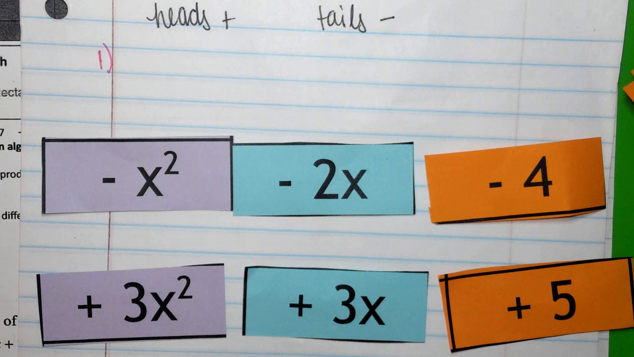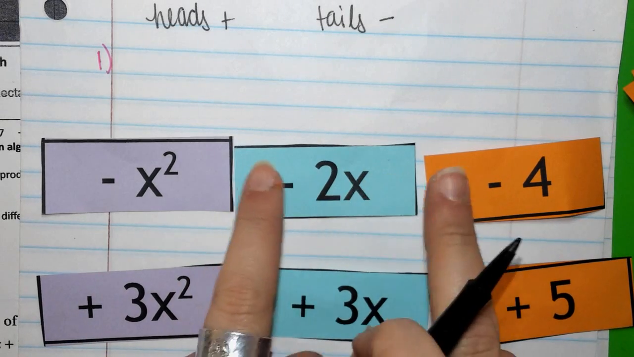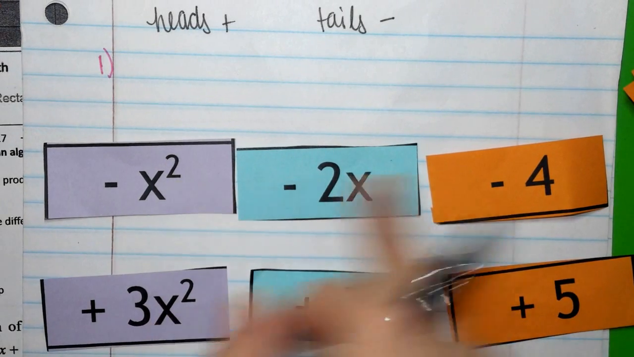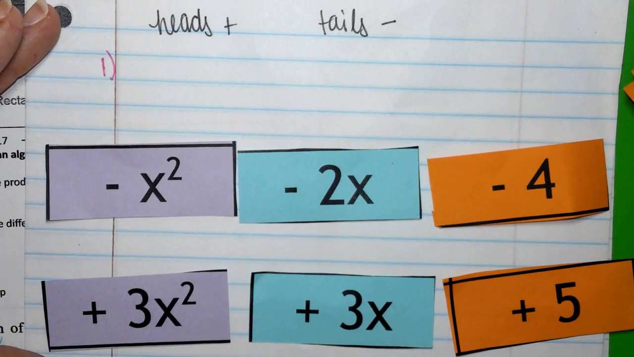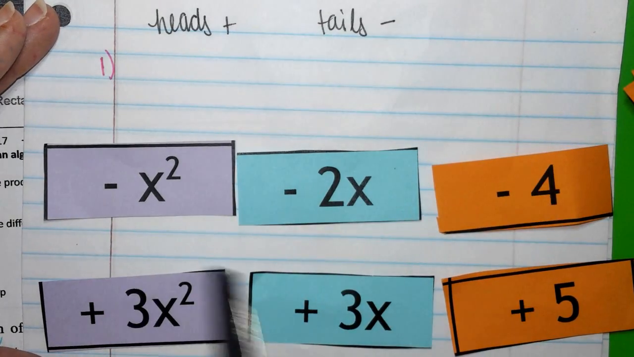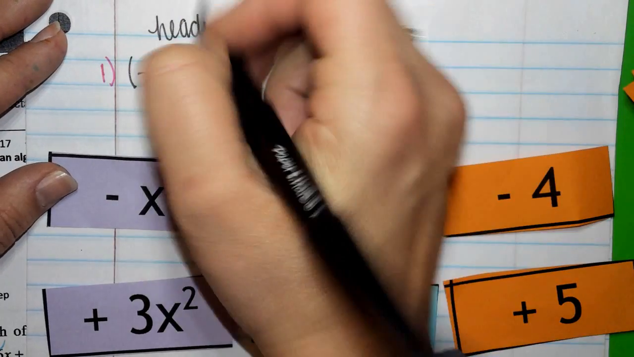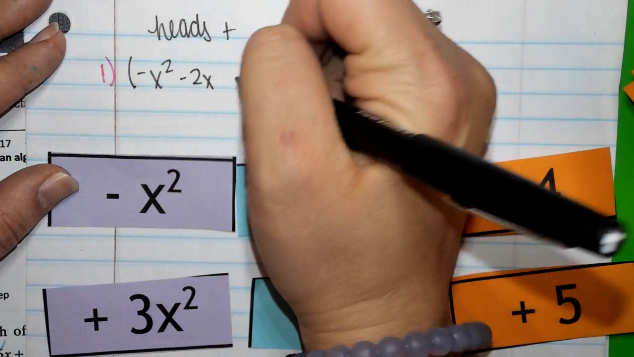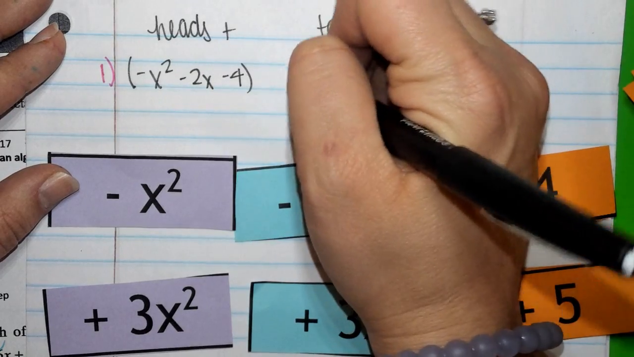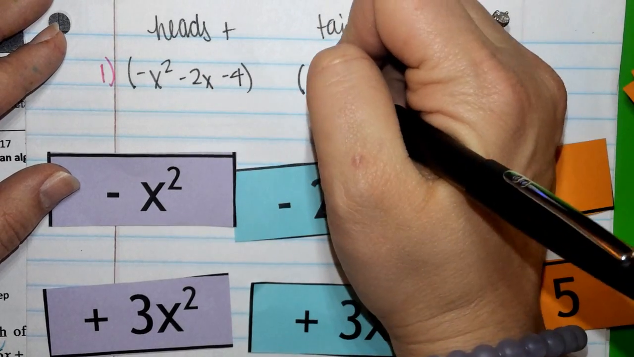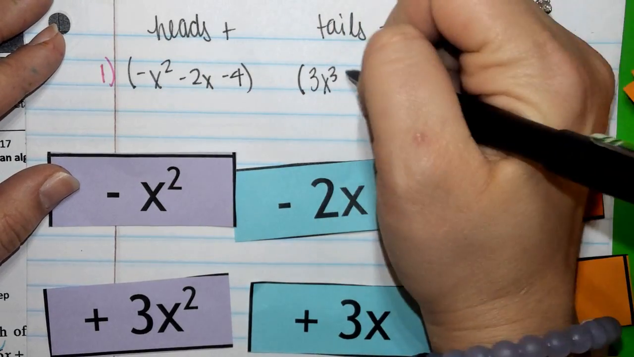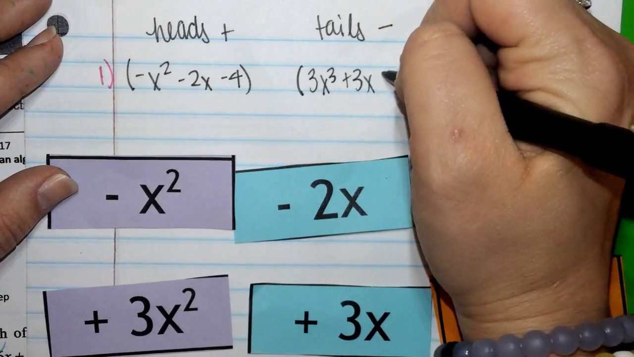Sit, Cheney. Alright, so you need 2 of each color. And now, we have made 2 different trinomials. So I'm going to take my first trinomial, and it needs to be in the order of purple, blue, orange, and I'm going to write it down in parentheses. Negative x squared minus 2x minus 4. I'm going to leave a space, and then I'm going to write positive 3x squared plus 3x plus 5.